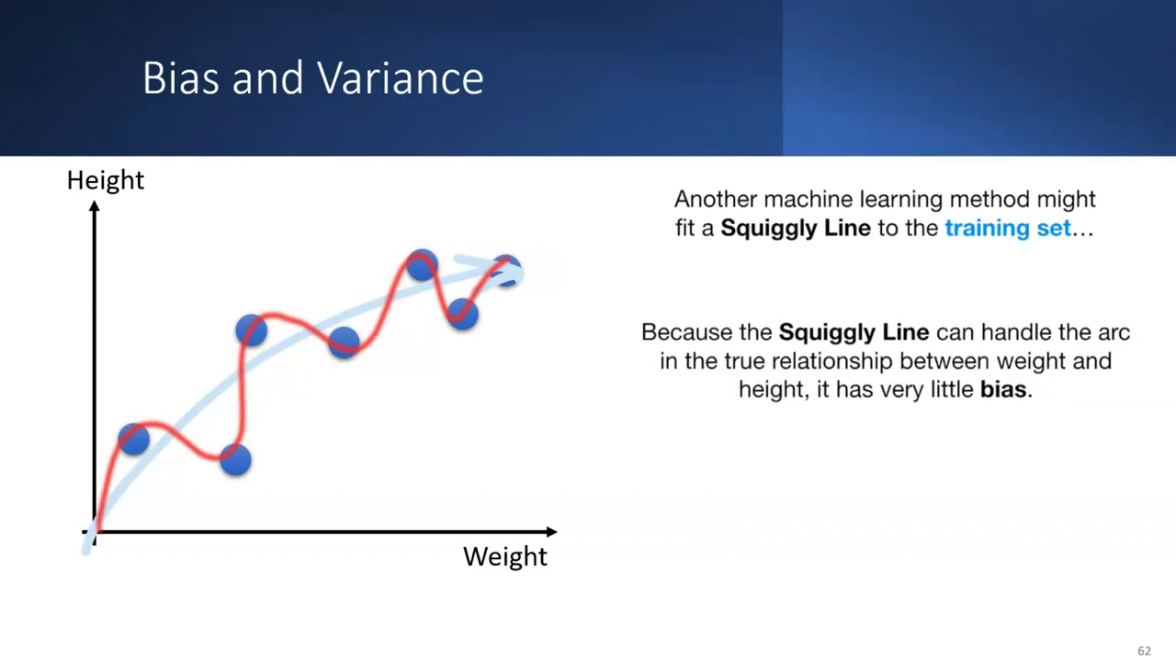Another machine learning method might fit a squiggly line to the data. This squiggly line, like a zigzag line, can handle the arc in the true relationship between weight and height, and it can have very little bias.